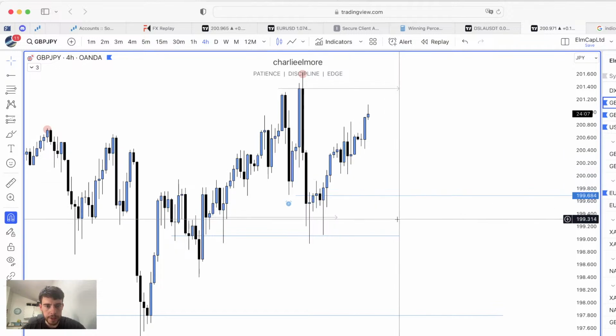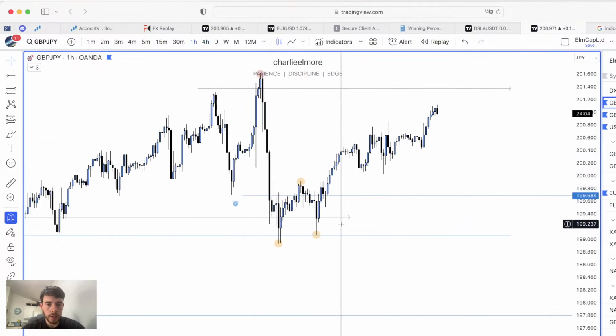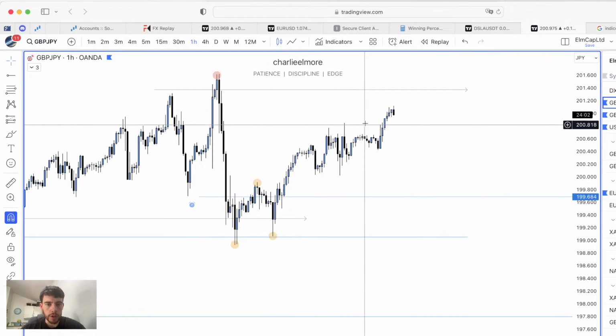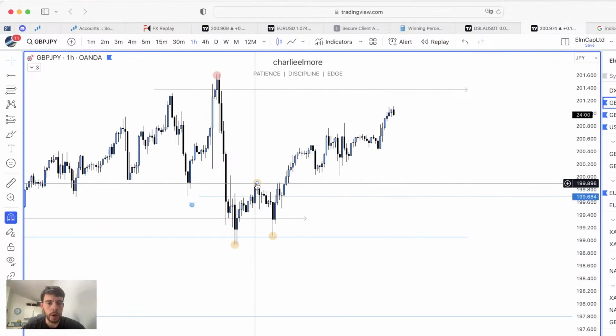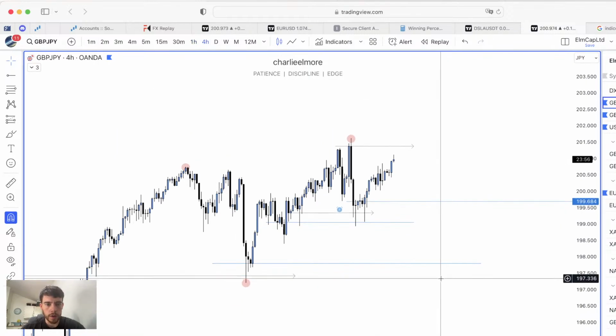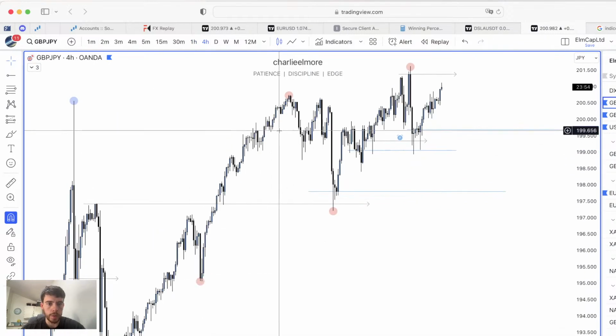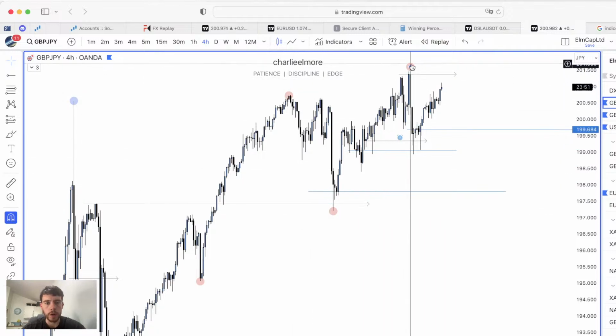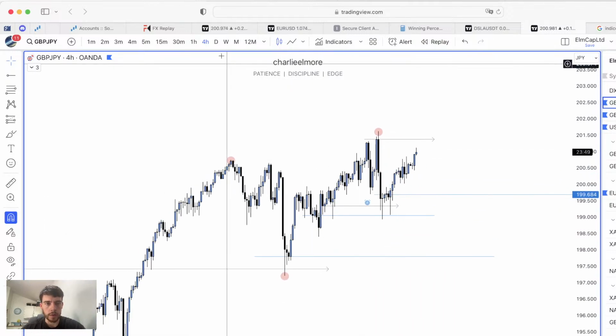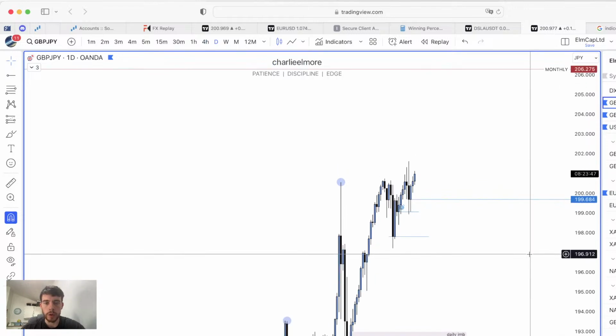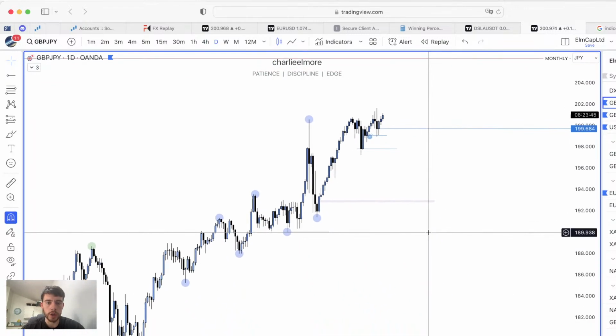Other than that, that's pretty much it. On the 1 hour, obviously we've got this 1-hour bullish structure as well: low, high, higher low, higher high. Same thing on the 4-hour, if we recall: low, high, higher low, higher high. And on the daily as well, it is still bullish in terms of structure.